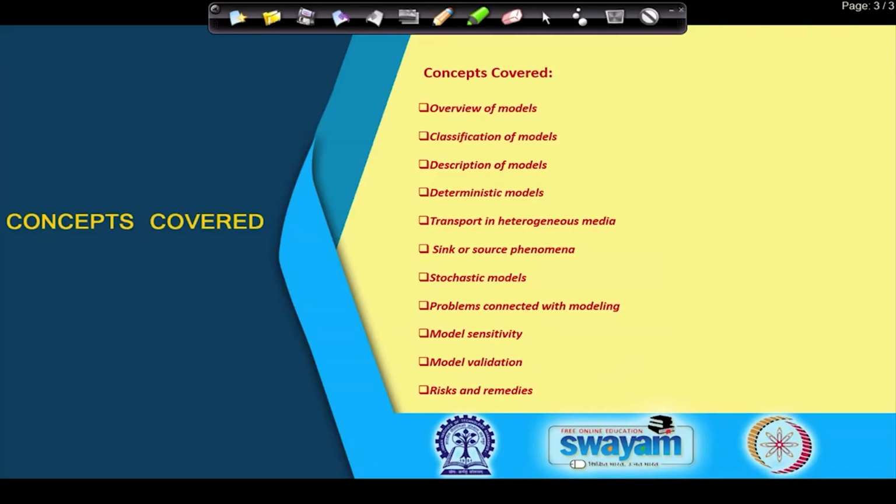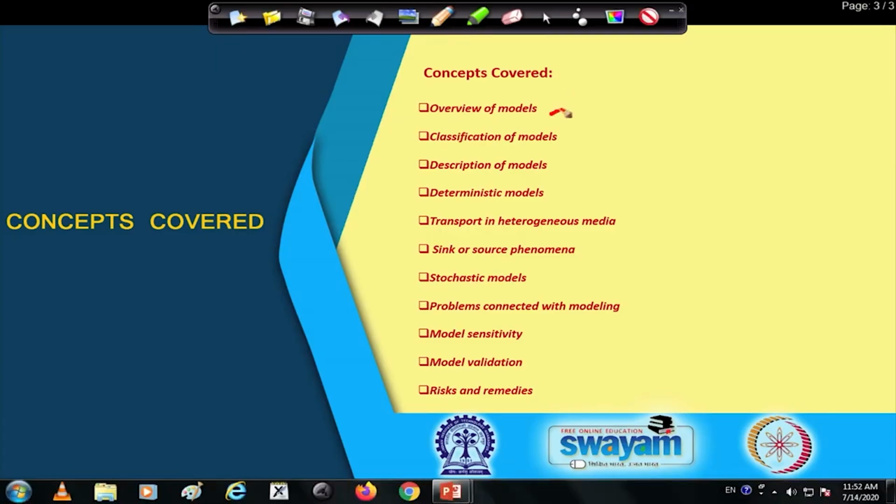We have covered the overview of the models, then we have discussed the classification of the models, and then different types of models, deterministic and stochastic. We gave you the basic overview of the deterministic and stochastic model. Then we started discussing deterministic models. So, today we are going to finish the deterministic models.